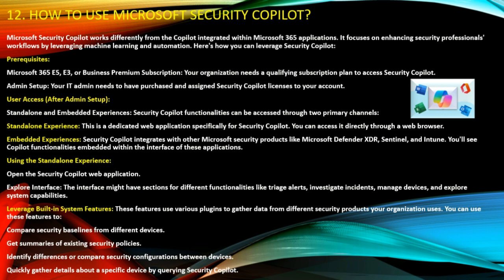These features use various plugins to gather data from different security products your organization uses. You can use these features to compare security baselines from different devices, get summaries of existing security policies, identify differences or compare security configurations between devices. Quickly gather details about a specific device by querying Security Copilot.